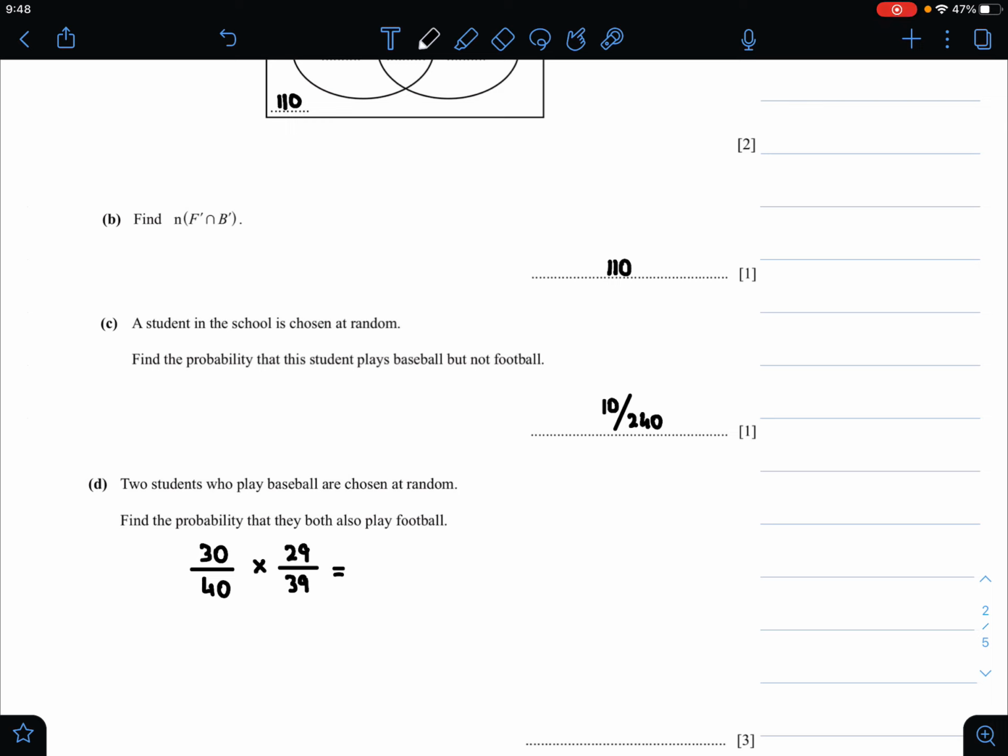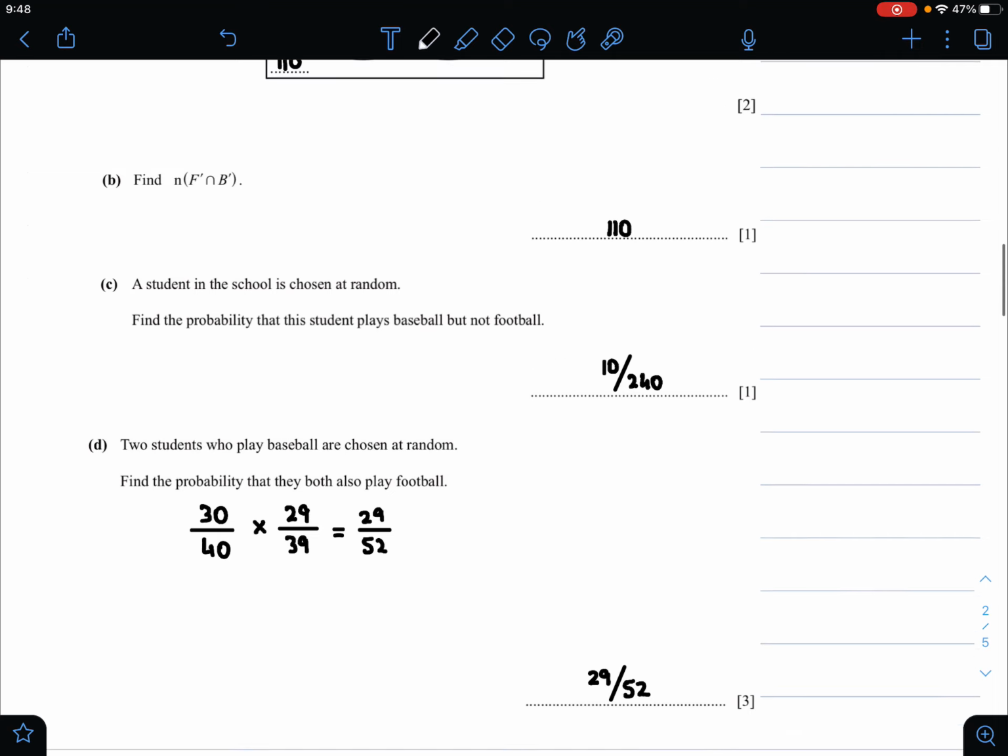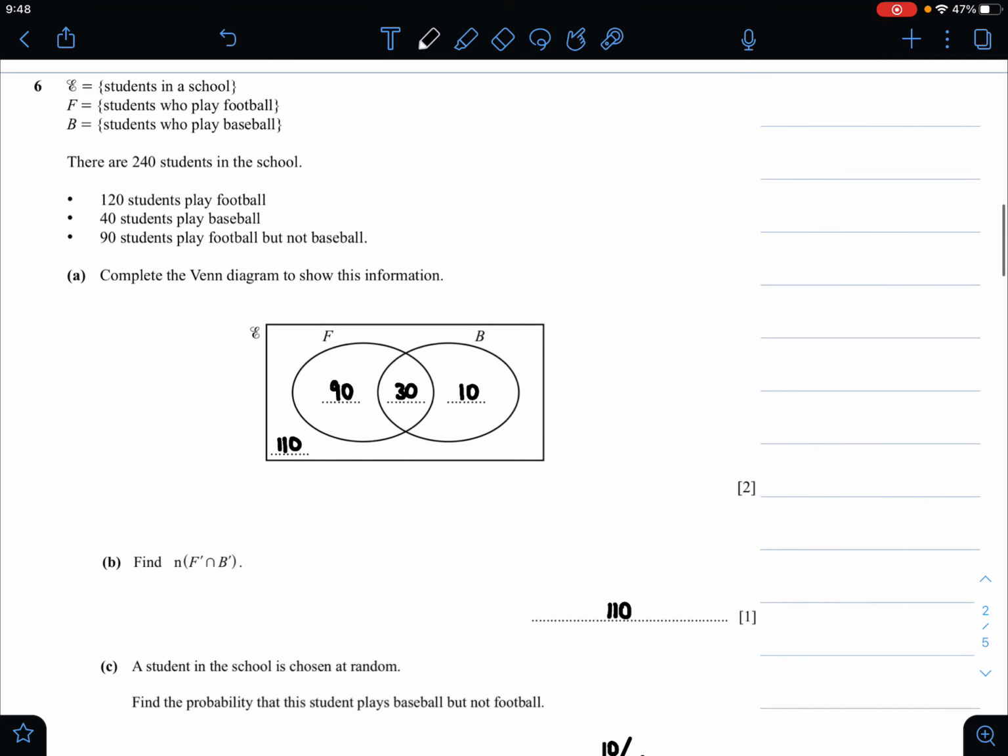So your final answer would be 29 divided by 52, and this is the fraction in its simplest form. So if your fraction doesn't match this, it's okay. First simplify your fraction into the simplest form and you will get this answer, that is 29 divided by 52. And therefore these are your final answers for question 6 of this paper.